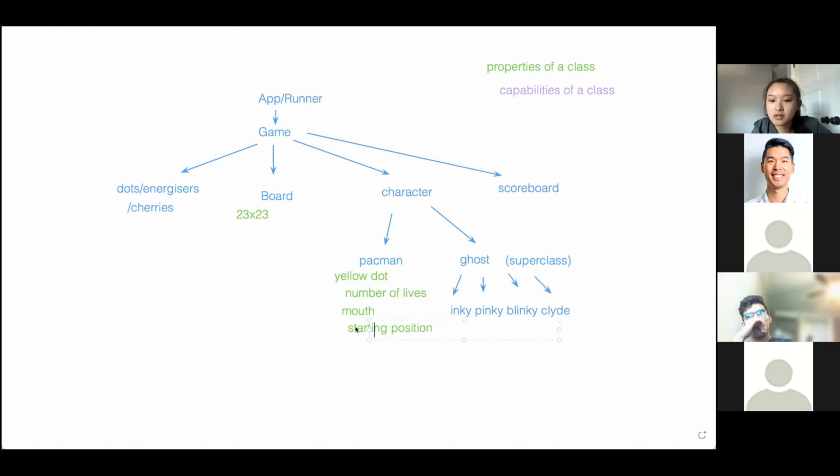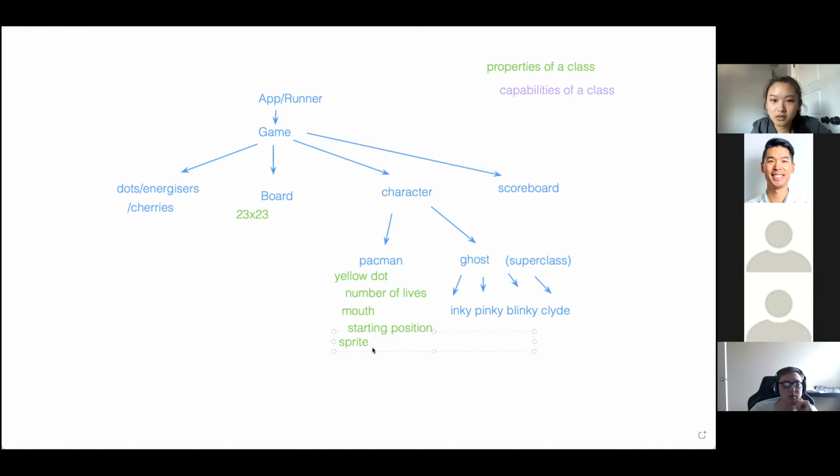Sorry, Steven. I guess the sprite of Pac-Man. The sprite. Yep. What does that mean? Like the image. Image. Got you. More general than the starting position, we have his position. Yep. And this is probably something that your game can pass in when it's initializing Pac-Man. Your game class can tell where you want your Pac-Man to spawn at the very start of the game.